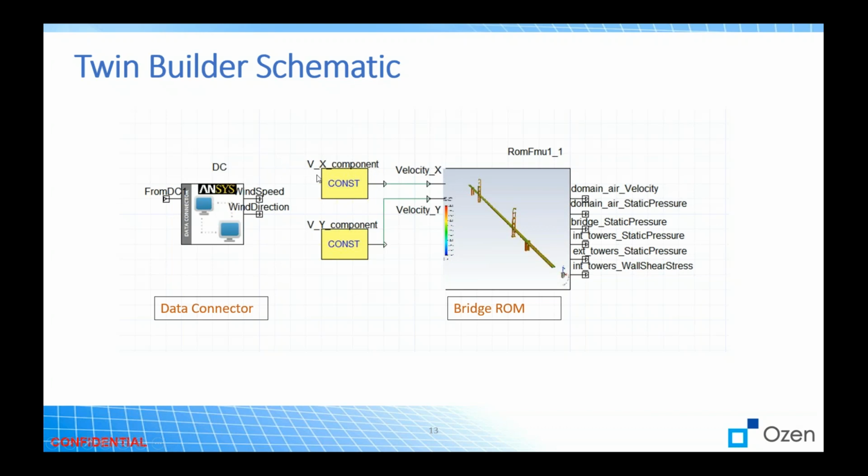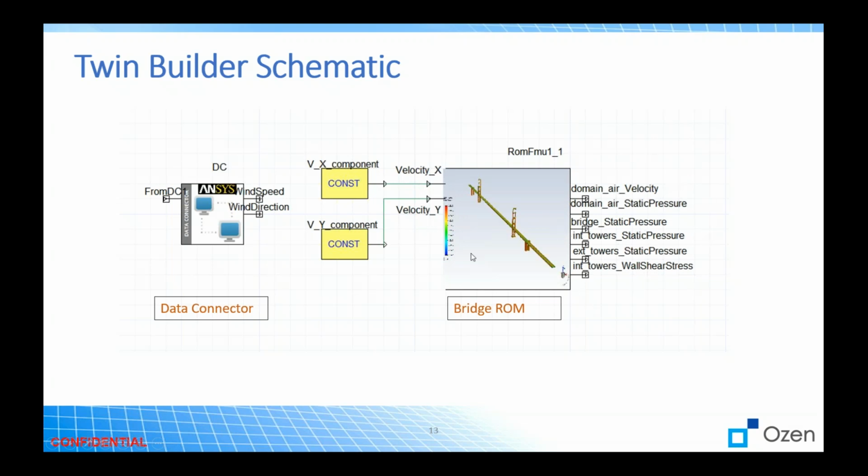Excuse me, the order is wrong. So I will go with the data connector first. On the left we have a data connector. This data connector reads the weather data from near Golden Gate Bridge, and what it reads is essentially the wind speed and the wind direction, and these will be the inputs to this Twin Builder. And then I use two functional blocks to manipulate these two data so that the input into the actual ROM would be velocity component X and velocity component Y.